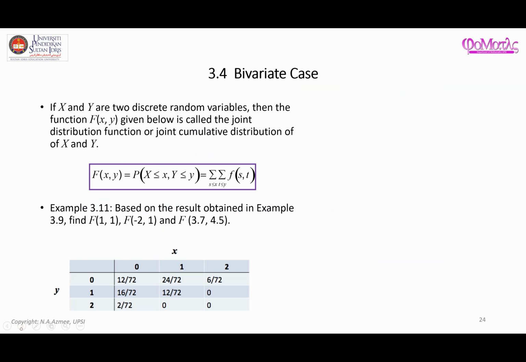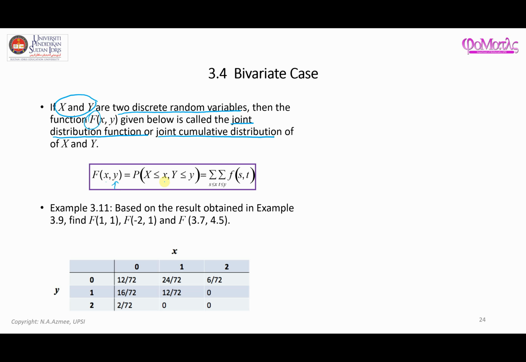Okay, now let's move on to the next part. We have x and y, two discrete random variables, and we might be interested in finding the joint cumulative distribution, or joint distribution function, or joint CDF of x and y. We are using the same notation, big F, but here we introduce another random variable, so we have the combination of x and y together.